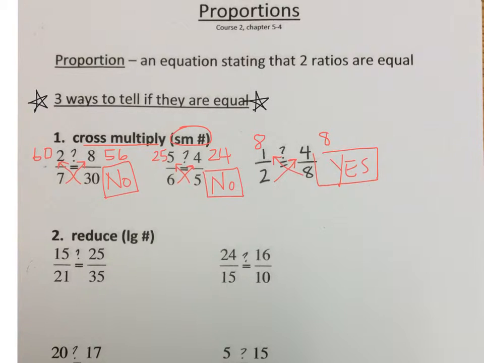When we get to larger numbers, it's not as easy to cross multiply because you're not using a calculator, most of you. And so you can reduce these fractions. The sneaky devil goes into 15 and 21. So if I divide both of these by 3, 15 divided by 3 is 5. 21 divided by 3 is 7. Let's reduce on this side. 5 goes into both of those. 25 divided by 5 is 5. 35 divided by 5 is 7, and therefore these are equal.